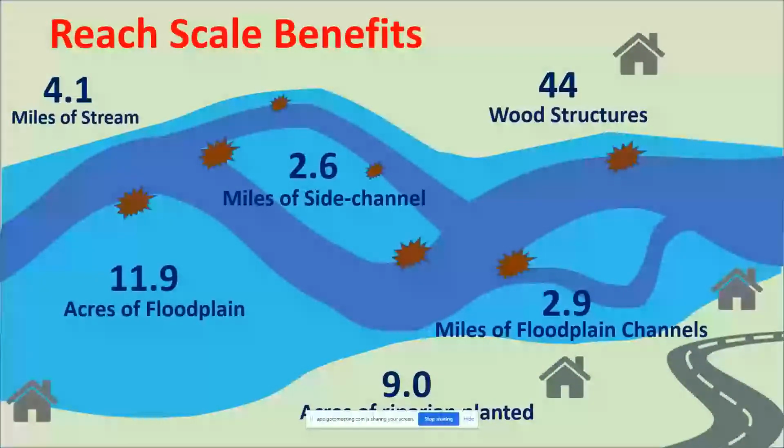It's a big project, and it has the potential and is being designed to provide reach scale benefits. We are proposing to place 44 wood complexity structures to help provide immediate benefit for short to medium term. We are looking to protect and restore 2.6 miles of side channel, which will provide immediate benefit for low flow channels. And they're being designed so that river process maintains them for medium to long-term benefit. We're taking the same approach with the floodplain channels, and we're looking at restoring and protecting about 2.9 miles.